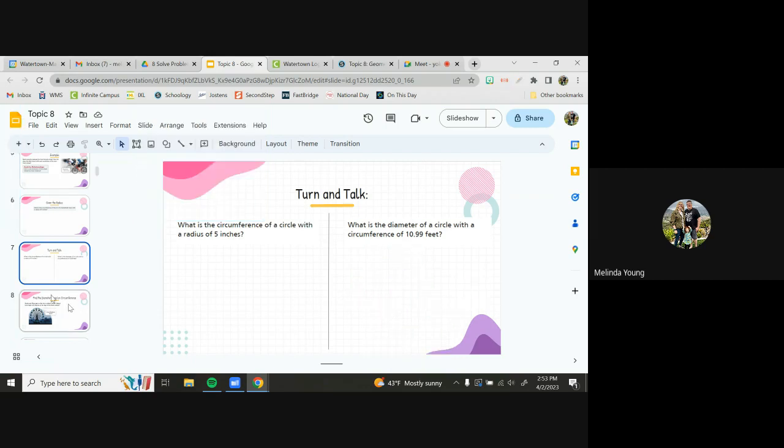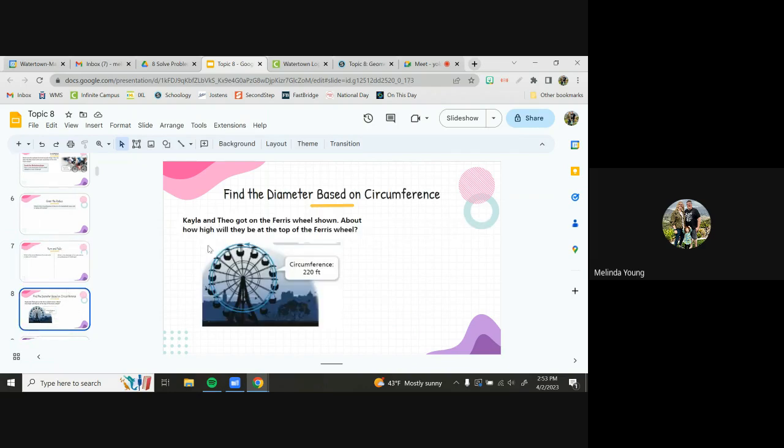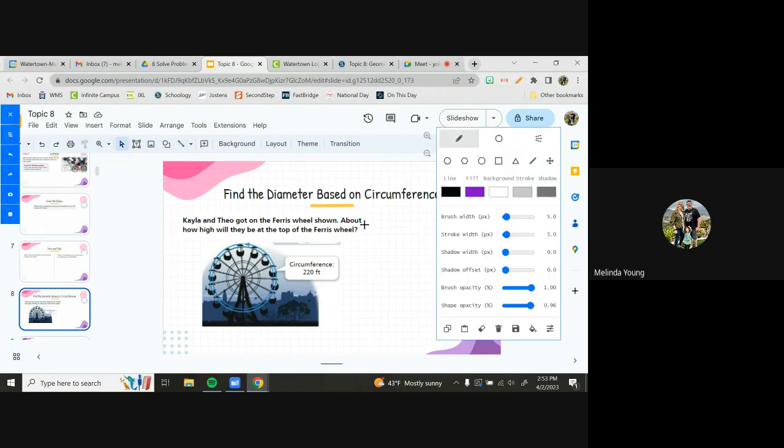All right. We're actually going to look at one more example. I know there's another example on your notes, but we're just going to look at one more here just to make sure you guys are feeling good about this. So this is the same sort of problem we just looked at. Kayla and Theo got on the Ferris wheel shown. About how high will they be at the top of the Ferris wheel? So that means that we want to know from here all the way up to here, and you can't really see that very well, but we basically want to know what the diameter is.